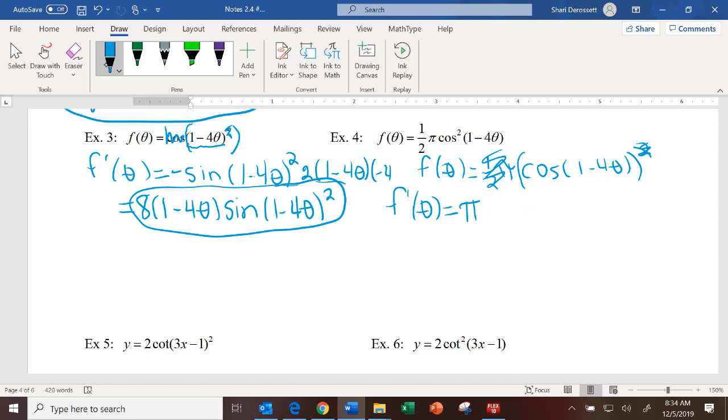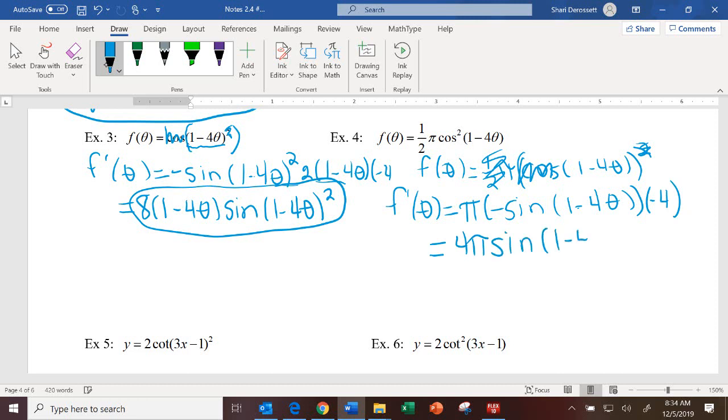What's the derivative of cosine of something? Negative sine of that something. So we did the derivative of sine. What's the derivative of 1 minus 4 theta? Negative 4, good. All right, so then our final answer is going to be, we've got a negative 4 times a negative times a pi. That's positive 4 pi sine of 1 minus 4 theta.